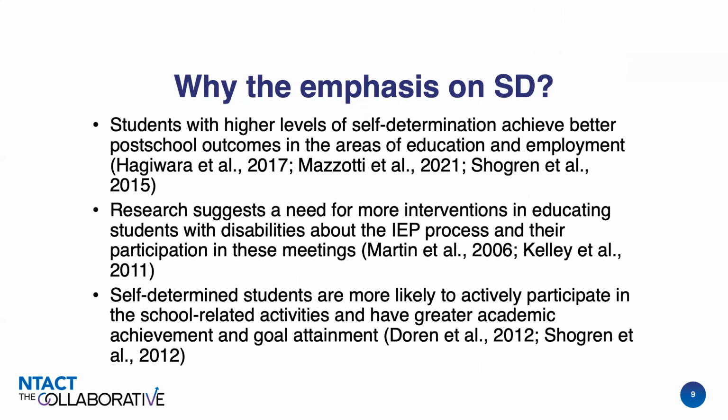Students with higher levels of self-determination achieve better post-school outcomes in the areas of both education and employment. And research suggests a need for more interventions in educating students with disabilities about the IEP process and their participation in these meetings. Self-determined students are more likely to actively participate in the school-related activities and have greater academic achievement and goal attainment.